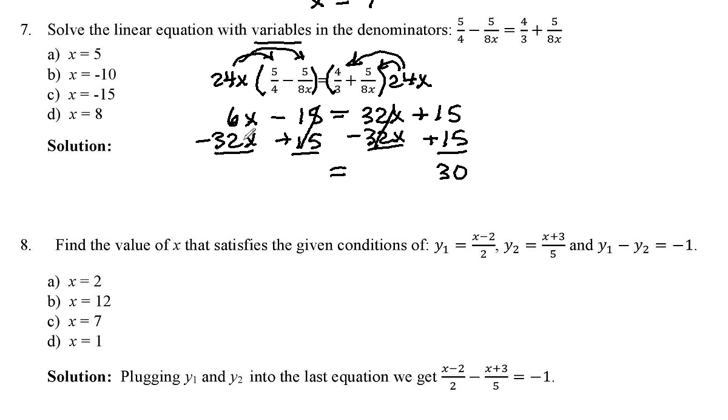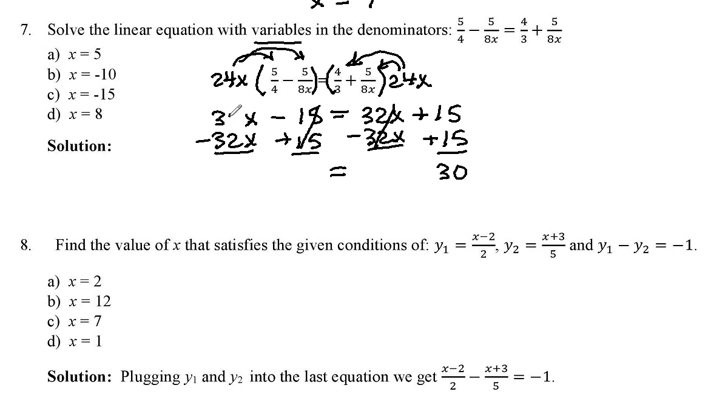Oh, you know what? I'm sorry. This 6x should actually be 30x, because 24x times 5 fourths, the 4 does cancel into the 24 and leaves 6x, but then that's times a 5 that's out in front. So this is actually going to be 30x.